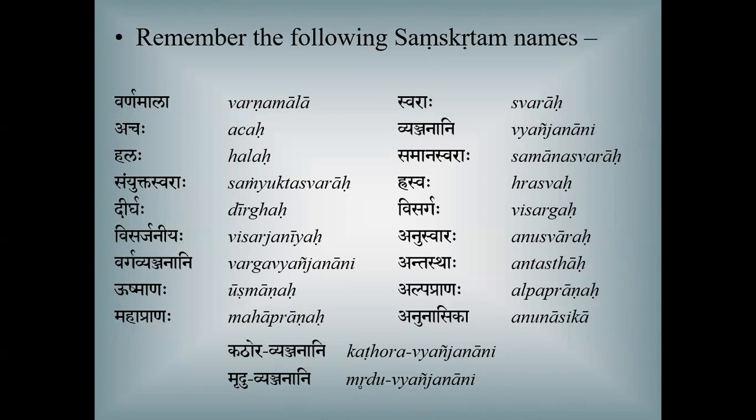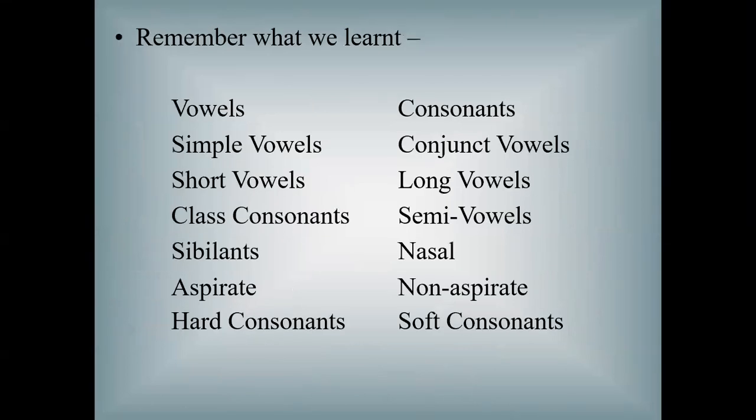Bindu. Varga vyanjanani: class consonants. Antastaha: semi-vowels. Ushmanaha: sibilants. Alpapranaha: non-aspirate, and the aspirate. Anunasika: nasal, the nasal letters are called anunasika. Katora vyanjanani: hard consonants. Mrudu vyanjanani: soft consonants. This is what we have studied in all these six classes. All the vowels and consonants are covered: vowels, consonants, simple vowels, conjunct vowels, short vowels, long vowels, class consonants, semi-vowels, sibilants, nasal, aspirate, non-aspirate, hard consonants, soft consonants.